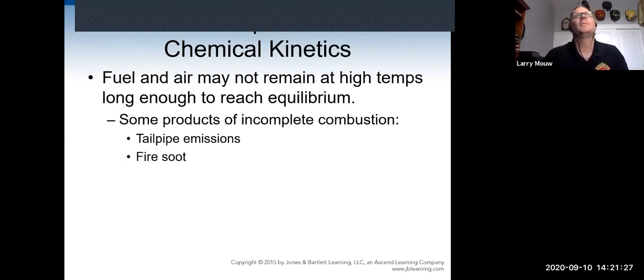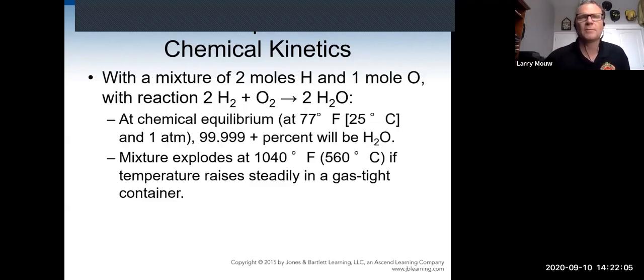So we talk about incomplete combustions. This is going to be one of the things that we're going to learn about later on in further chapters, but we look at things like tailpipe emissions and fire soot. These are some products of combustion. Smoke is a product of incomplete combustion. So if you have a fire that's giving off a lot of smoke, you have incomplete combustion. A lot of that smoke is made up of unburned fuel, fuel that wasn't consumed. If you have a very clean fire that's burning most of the materials, you'll have very little smoke. A fire that's not burning too clean, that's not burning off all that material, is going to be a very smoky type fire.